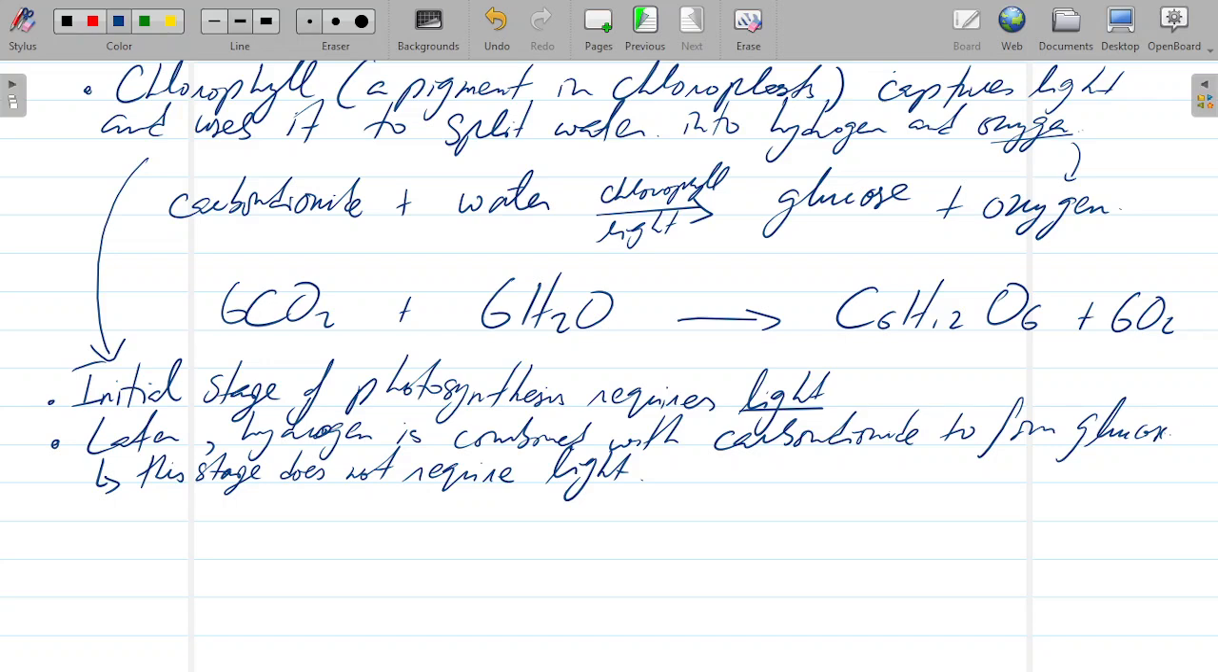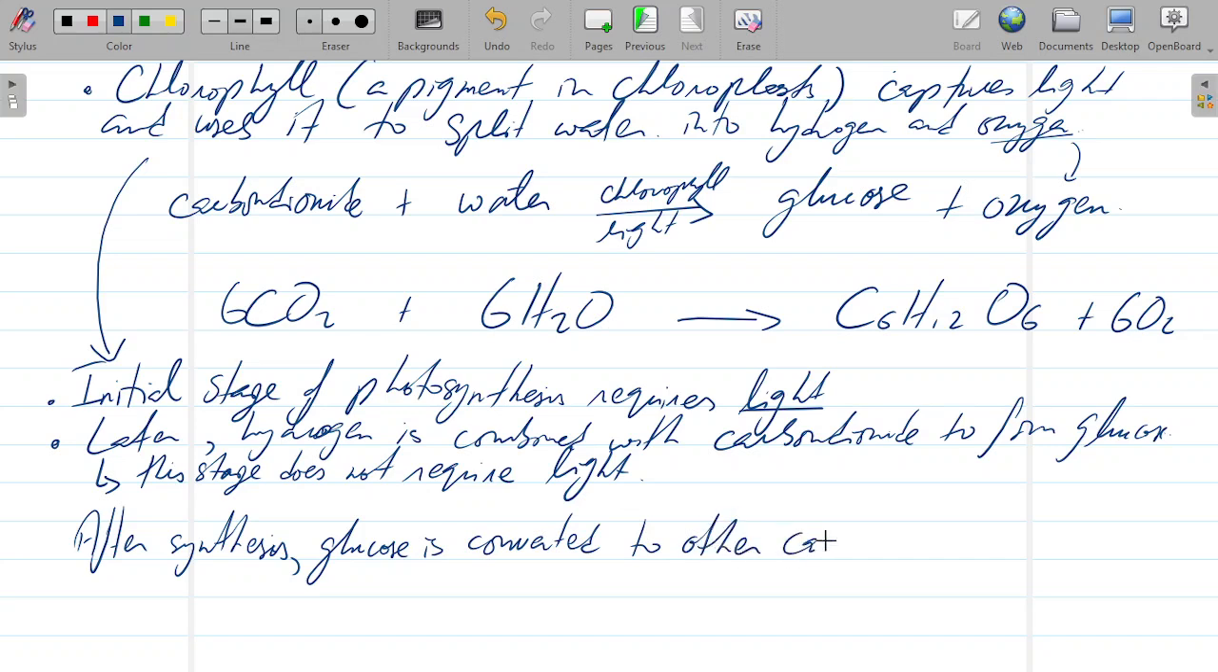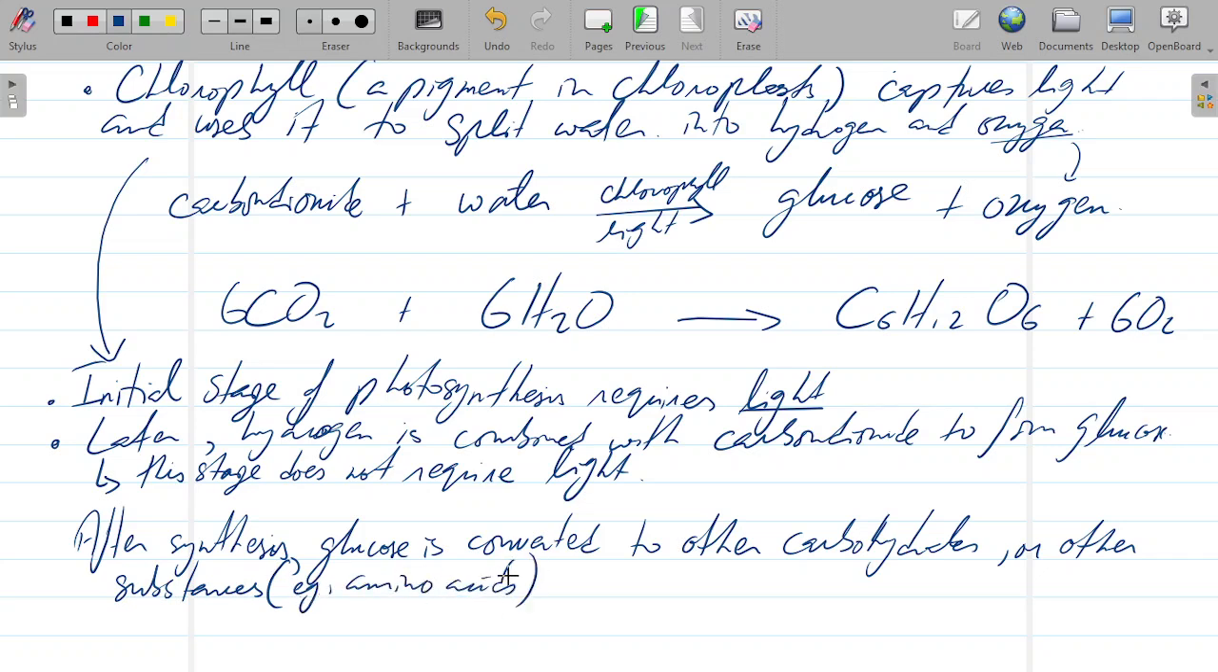Now, glucose is the form of the carbohydrate that is initially manufactured, but after synthesis, the glucose is converted to other carbohydrates or other substances such as amino acids, as required by the plant, obviously.